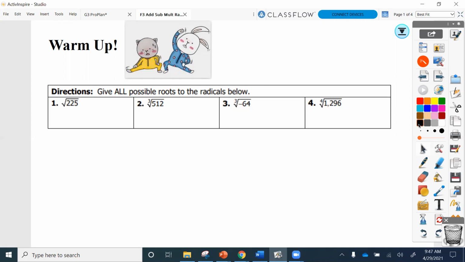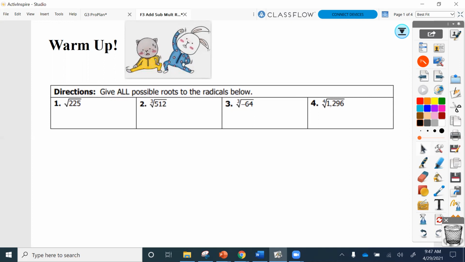So for example, we're taking an even root. Oops, let me grab a pen. An even root of a number, so our answer must be plus or minus. So the square root of 225 is 15, so your answer would be plus or minus 15. Here we're taking an odd root of a positive number, so we know our answer will be positive. And if you put the cube root of 512 in your calculator, you'll get 8.